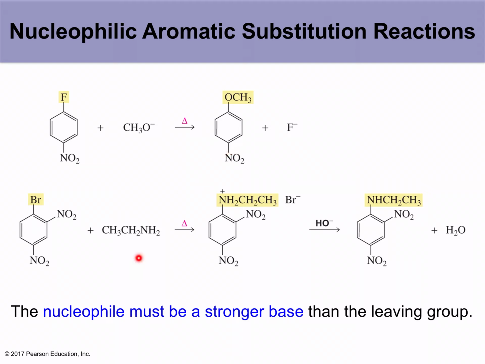And on this one, you have ethylamine as our nucleophile. You heat it, you have two nitro groups, so the bromine will be substituted with the ethylamine group. Nitrogen would be the place of attachment, and then when you add another base, it will remove the excess hydrogen and make the product, the nucleophilic substituted product. So the nucleophile also must be a stronger base than the leaving group.